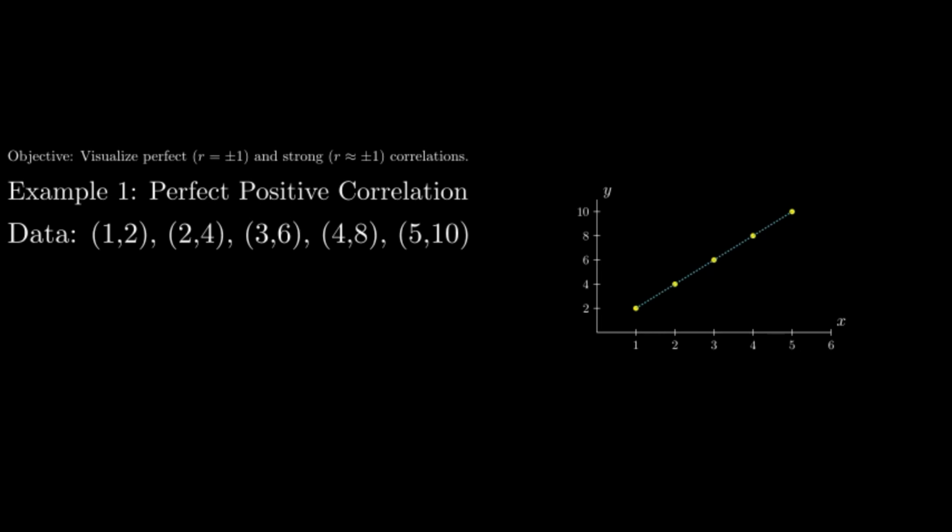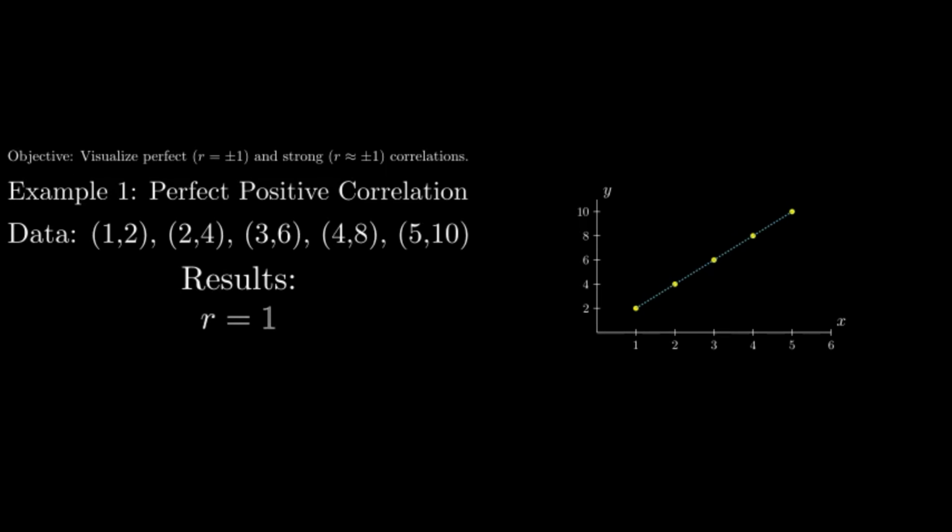Welcome back. To truly grasp the meaning of the correlation coefficient, let's look at some clear characteristic cases. Our objective is to visualize and compare perfect and strong correlations. We'll start with the most extreme case, a perfect positive correlation. Consider this data. When we plot these points, we see they fall perfectly on a single straight line that goes up from left to right.